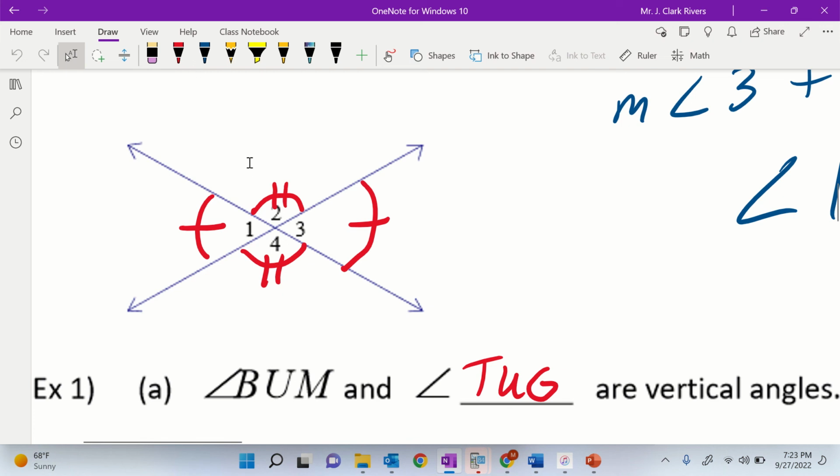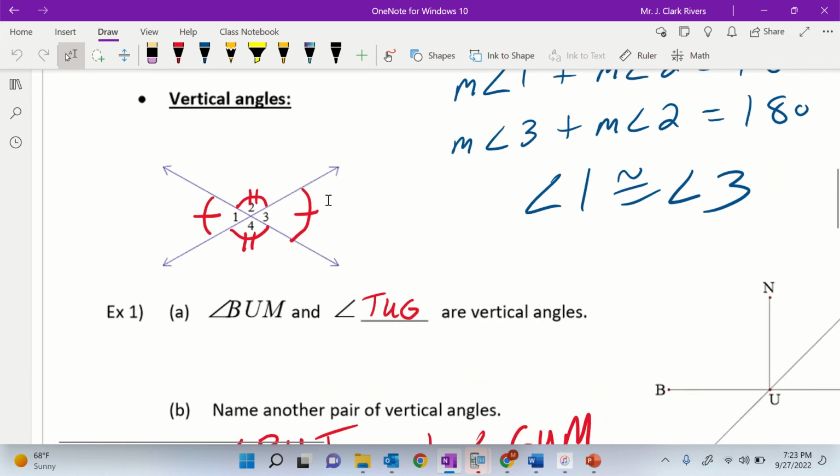So anytime you have this X shape showing up, you know the opposite angles, in this case 2 and 4, and 1 and 3, have to be congruent to each other. So there you go.